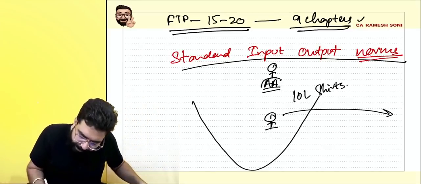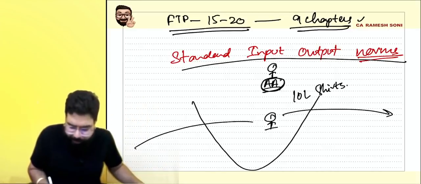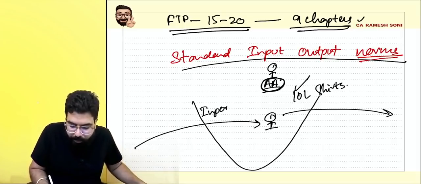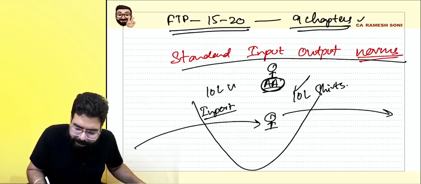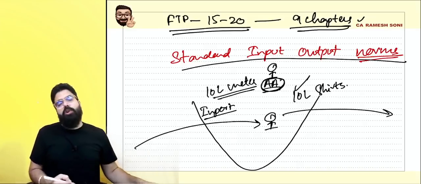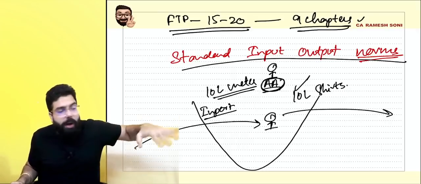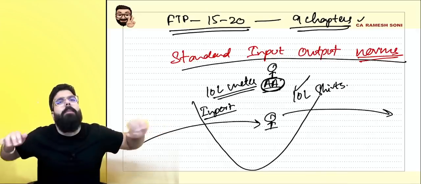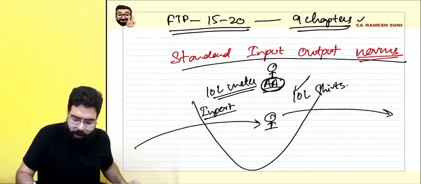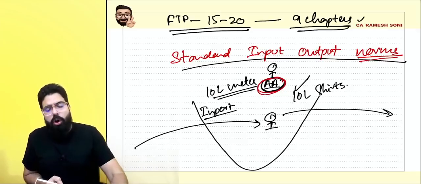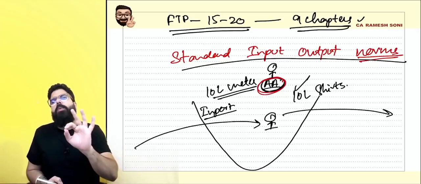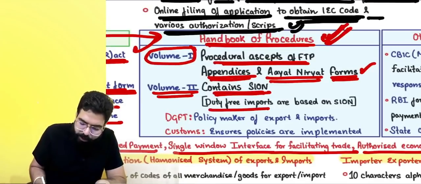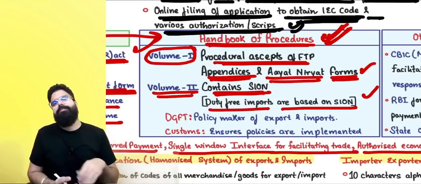So when they are going to issue you advance authorization, they will tell 10 lakh shirts means I will allow you to import 10 lakh meters of cloth duty free. So for standard output, for 1 unit how much input you need, that standard input output norm has been fixed. When they are going ahead and issuing all this authorization, they issue on the basis of the standard input output norm. They will go ahead and see the SION book. Duty free imports are based on SION.